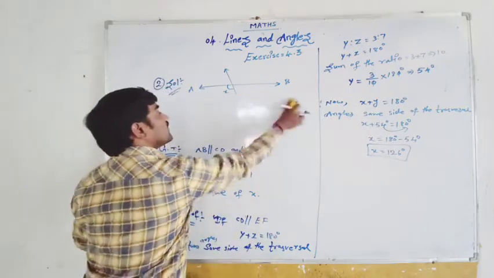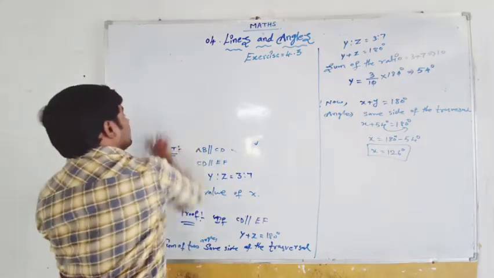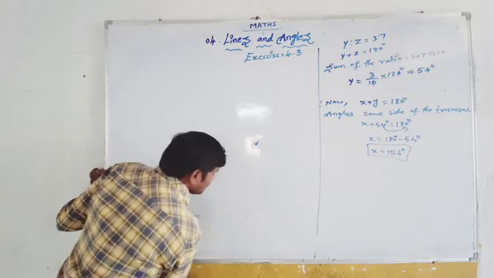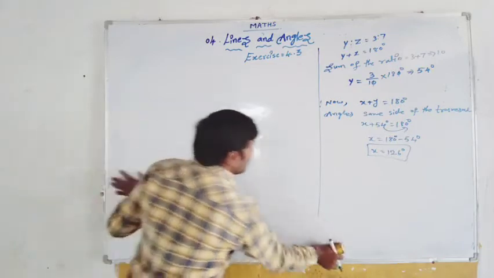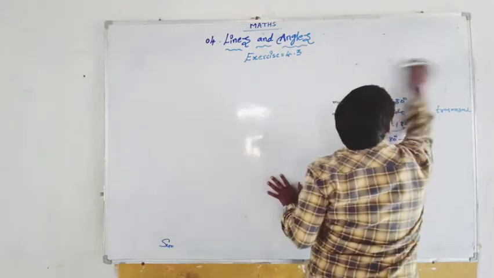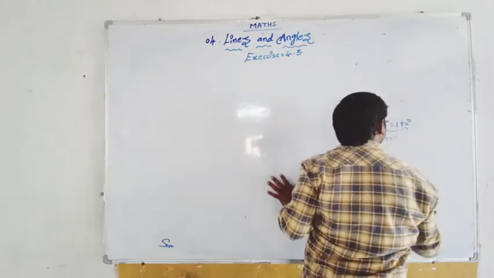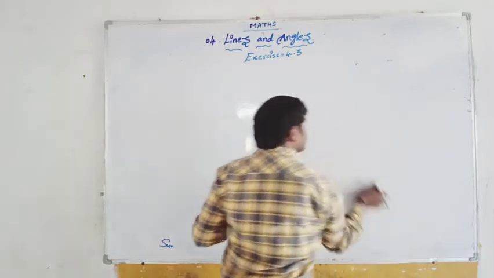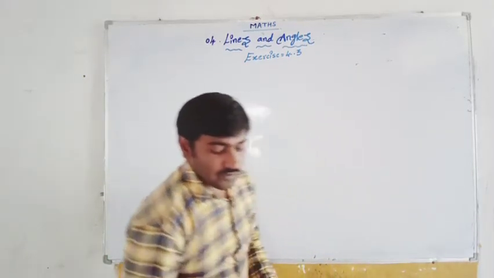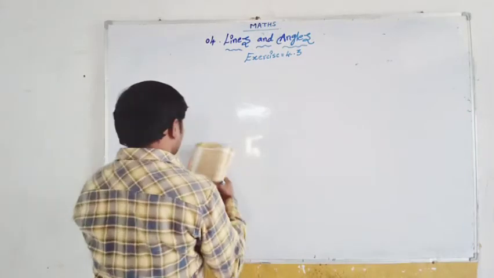We can do this if we know the properties very well, so we have to practice the properties. When two lines are parallel and one line is a transversal, we have to learn all the conditions of corresponding angles, alternate interior angles, and alternate exterior angles. We must know these things to solve this kind of problem. So we go for the third one now.